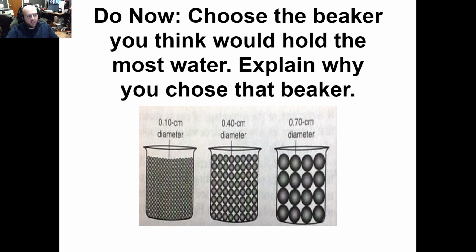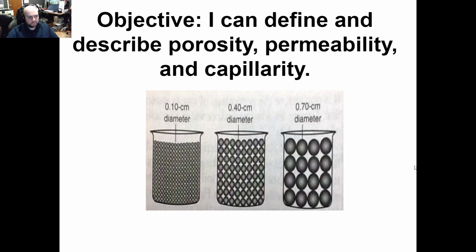So we see a beaker with a ton of these little balls that are 0.1 centimeters in diameter. We see a beaker with a ton of balls that are 0.4, but there's less of them, and a ton of balls, but even less, that are 0.7 centimeters in diameter. Which of these do you think is going to hold the most water, and why? So again, pause the video if you need to, and write down your answer.